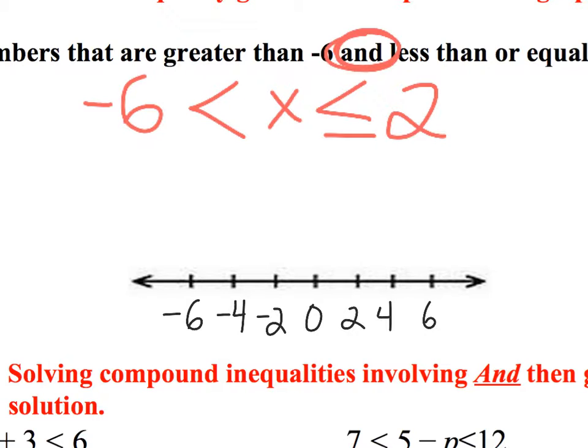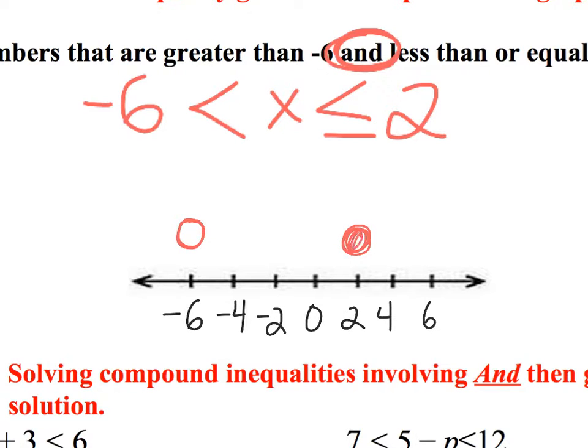X values greater than -6. So ignore the 2. If x values are greater than -6, will it be an open circle or a closed circle? Open. It does not include -6. And then x values less than or equal to 2, open or closed?